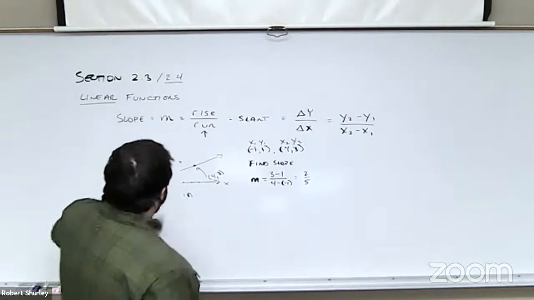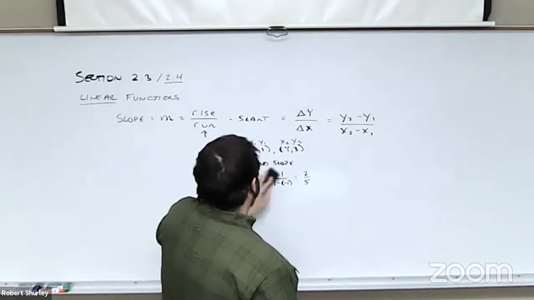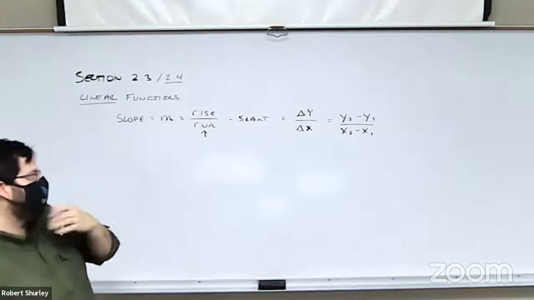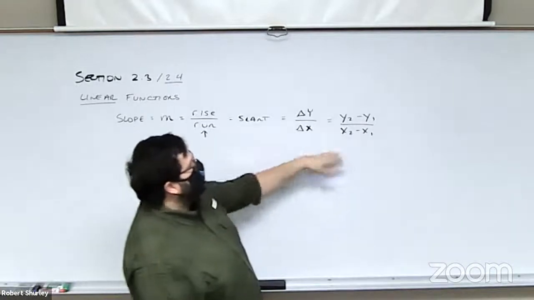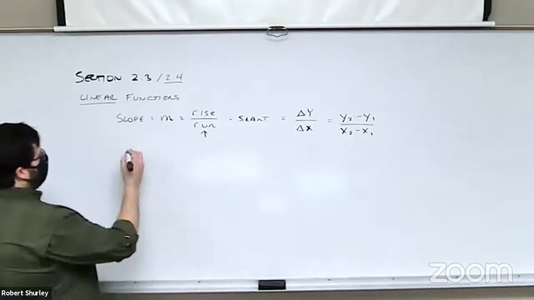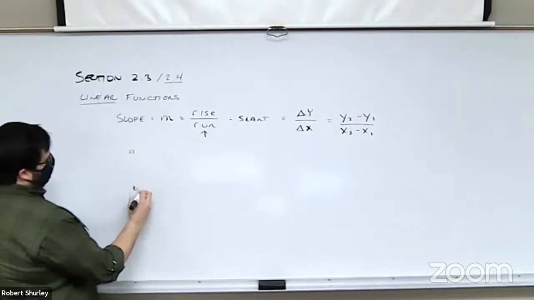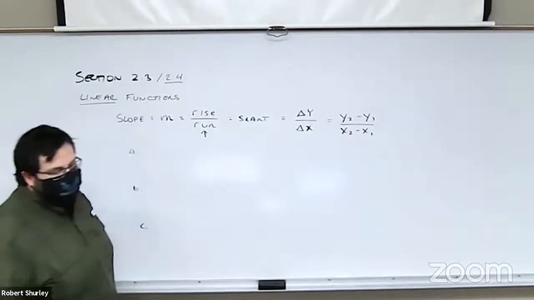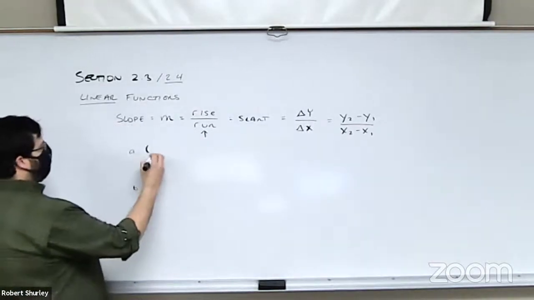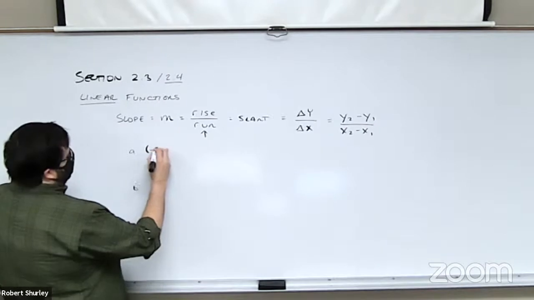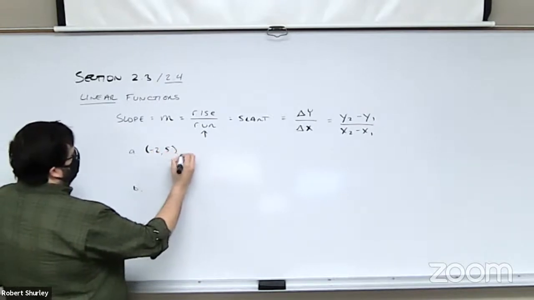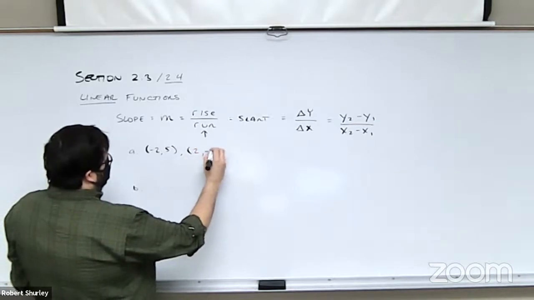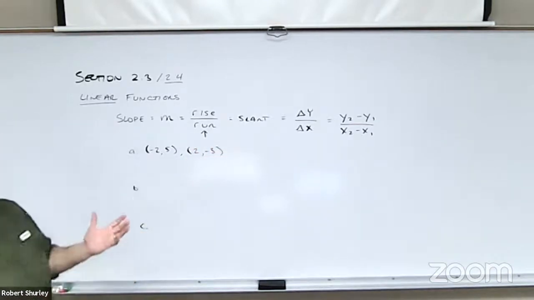Okay, so let's just find a few different slopes with the equation now. And I'm just going to give you coordinates, so we're not going to draw them. You can draw them if you want, but we're not going to. So let's say we're going to do A, B, and C. And I want you to find the slopes of these three with this equation. So the first slope, let's say we had negative 2, 5, and 2, negative 3.